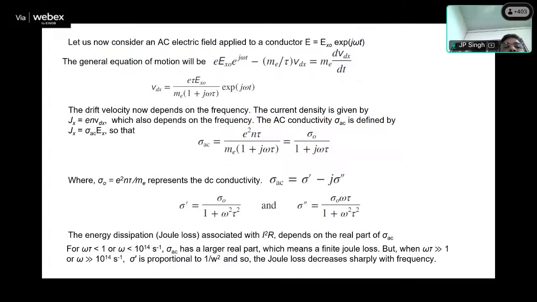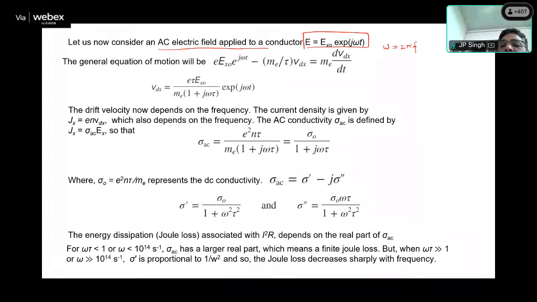Now we'll see what will happen if I apply an AC electric field. So what is an AC electric field? I can assume a simple form here: my AC electric field E is some constant amplitude, E_x0, times exponential j omega t. So my electric field is varying with frequency omega here. Omega is the angular frequency; I can write omega is simply 2 pi times f, where f is the frequency in hertz.